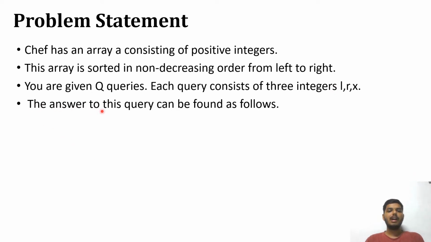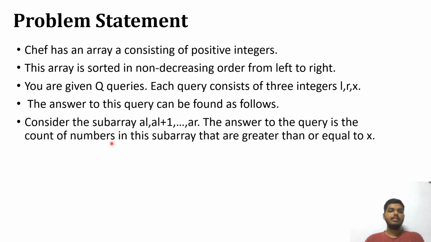The next line says that the answer to a query can be found as follows. Consider the subarray A[L] up to A[R]. The answer to a given query is the count of numbers in this subarray that are greater than or equal to X. Which means that in the array there are total N integers, this is the starting position L, this is the ending position R, and the count of numbers greater than or equal to X in this subarray is the answer to each query.